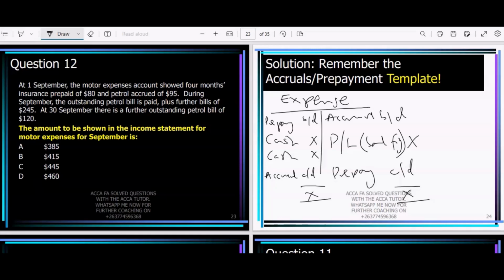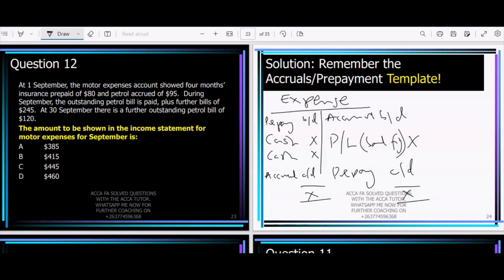So if it is an income question, you just have to know that the opposite of this is true. If it is an income account, the prepayment BD is going to be on the credit side, while the accrual BD is going to be on the debit side. That's for the income, so it is the opposite of this. The transfer to the income statement is going to be on the debit side if it is an income template or an income question.